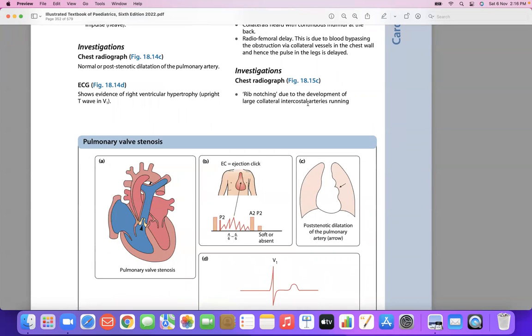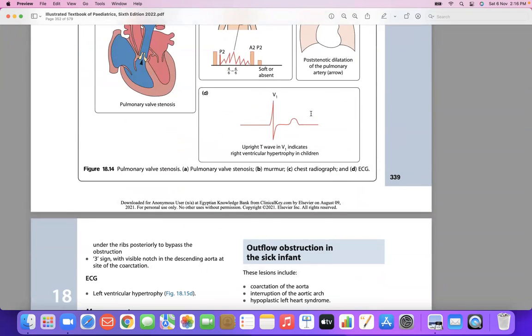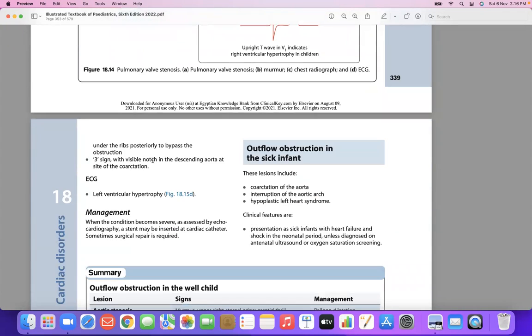Chest radiograph: rib notching due to development of large collateral intercostal arteries running under the ribs posteriorly to bypass the obstruction. Also the 3 sign, with a visible notch in the descending aorta at the site of coarctation. You can also see this sign of 3, like this. Then, as we told, left ventricular hypertrophy, same as in aortic stenosis.